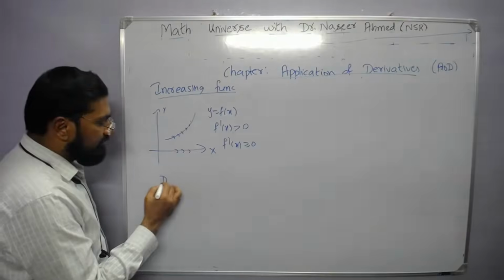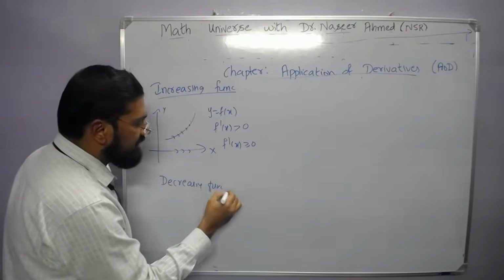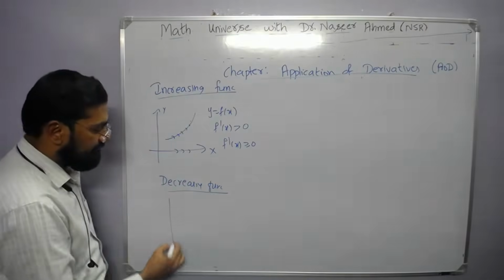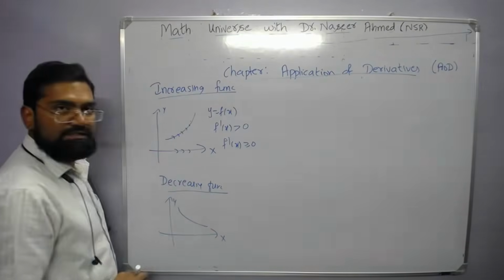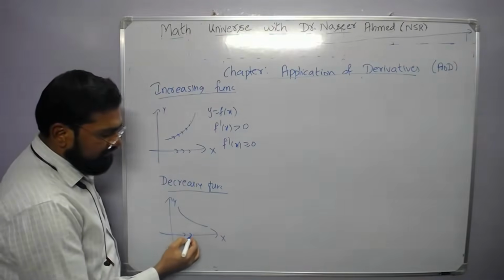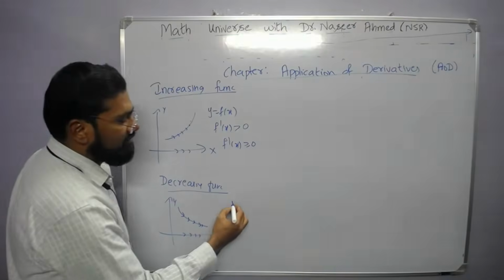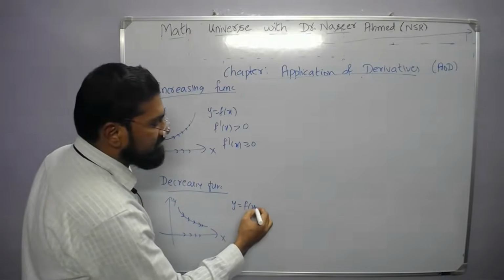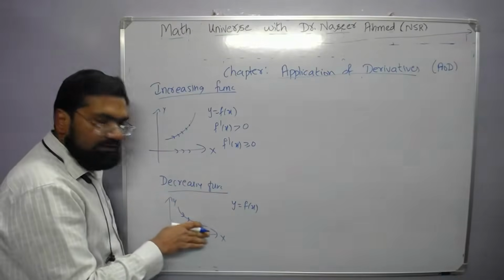Now, decreasing function. When do we say a function is decreasing function? See carefully. This one you can see, as the x values are moving towards right, the graph is coming down. This is called decreasing function. A function y equal to f of x is said to be decreasing as x is increasing, the value of y should go on decreasing.